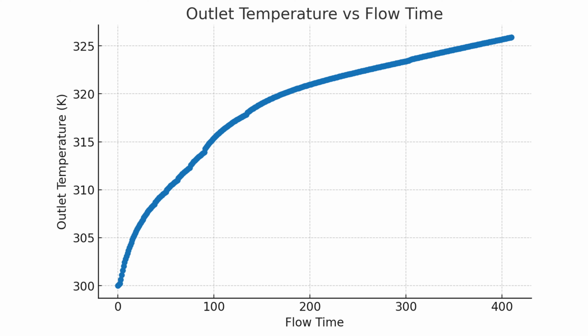So this represents the outlet temperature with respect to the flow time. How the outlet temperature of the system changes with respect to time has been shown with the help of this graph.